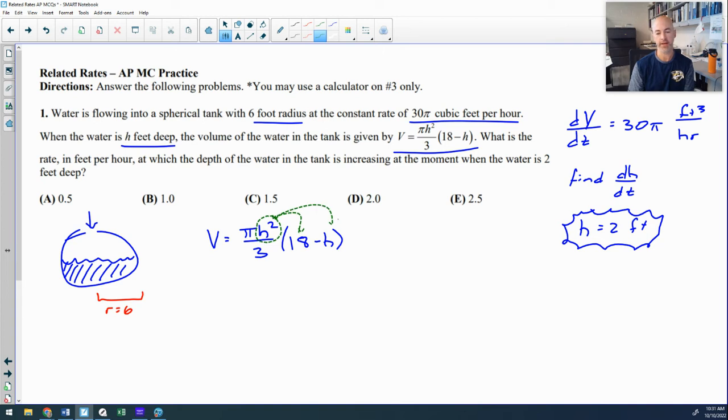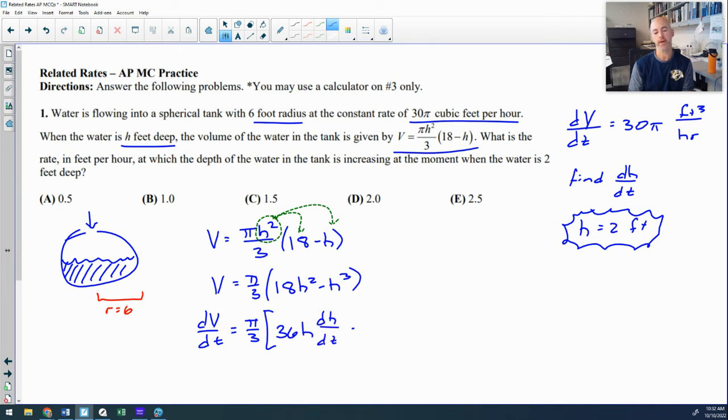However, if I distribute that h squared, I now have an adjusted formula for volume that is pi over 3 times 18h squared minus h cubed. And we have a nice clean derivative now, no more products. So when I jump into the derivative, dV dt is going to be pi over 3. That's a constant. I'm just going to leave that pi over 3 out here. It doesn't go anywhere, but it doesn't bother me. The derivative of 18h squared is 36h dh dt. Don't forget that implicit part. Minus the derivative of h cubed is 3h squared dh dt.